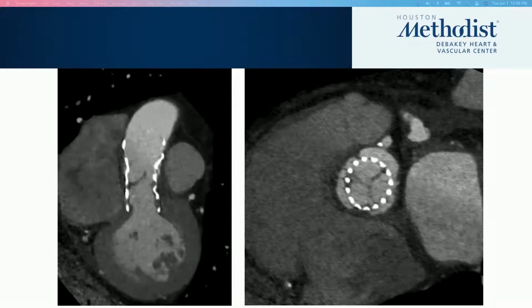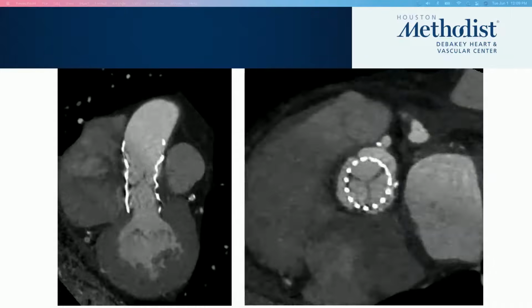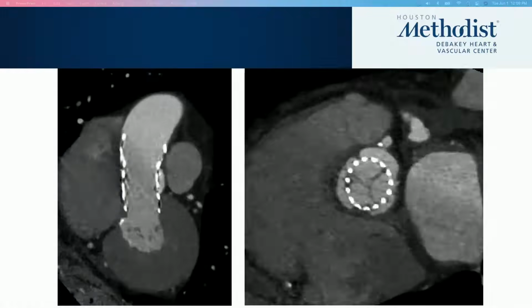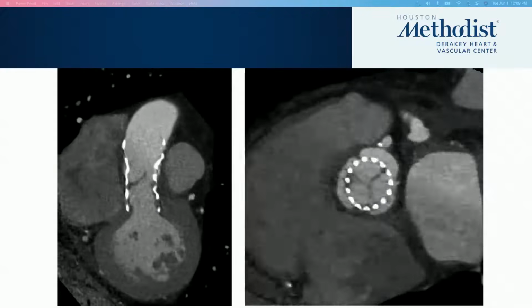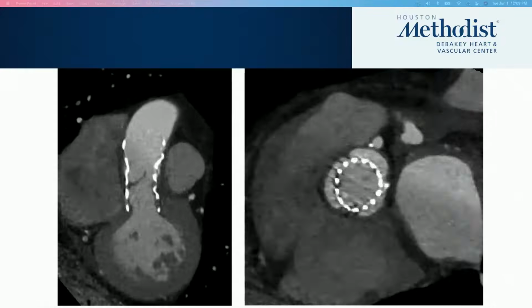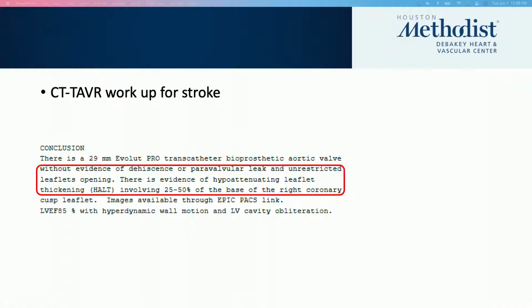You can see the leaflet thickening in the long axis view of the LVOT and aorta. The motion of the leaflet, however, is not restricted, and so this was diagnostic for a case of hypoattenuated leaflet thickening with no restricted motion of the leaflet.